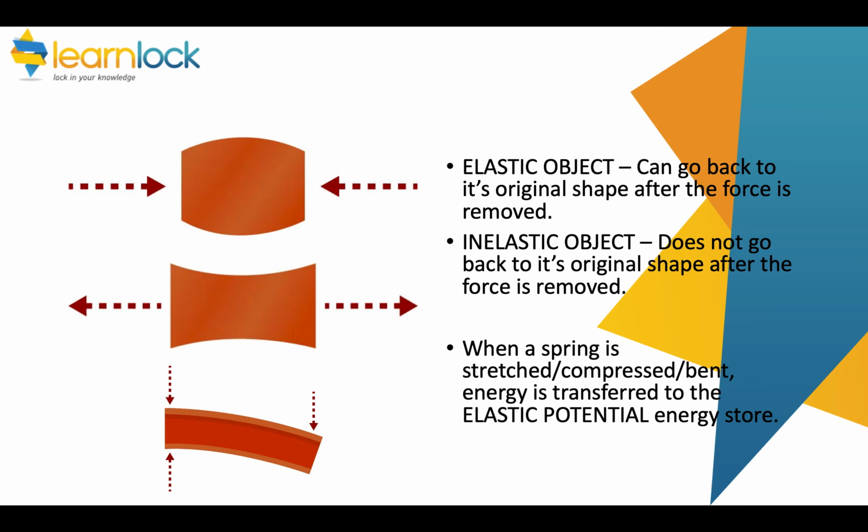An elastic object is one that can go back to its original shape after the force has been removed. If it doesn't go back to its original shape, it's inelastic. Most elastic objects you'll have to look at in the physics topic are springs. When a spring is stretched or compressed or bent, the energy is transferred to the elastic potential energy store. Remember that term from the energy topic.